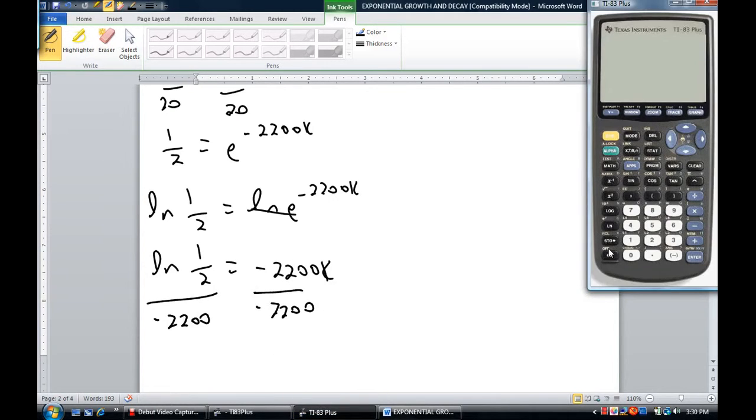Let's take out our calculator. Type in natural log of 1 divided by 2, close parentheses, divided by negative 2200.